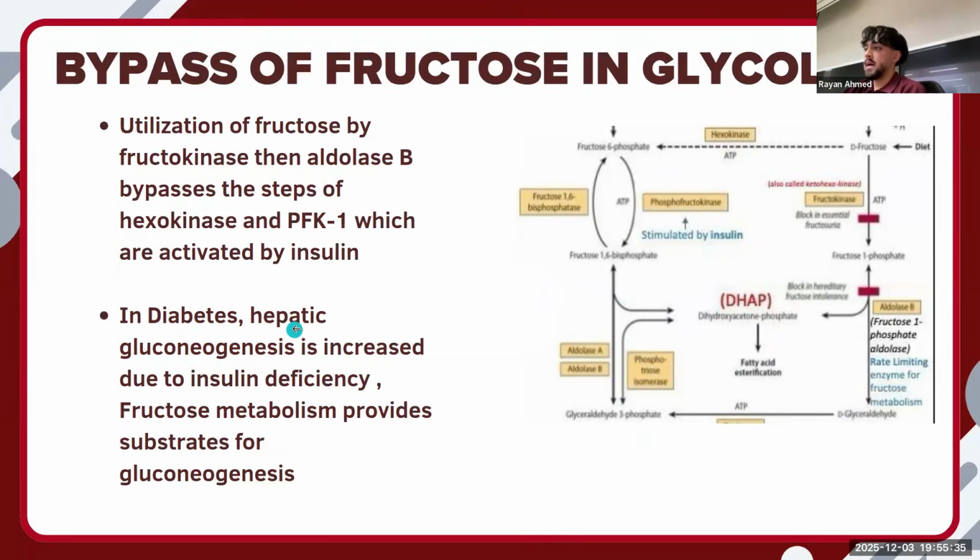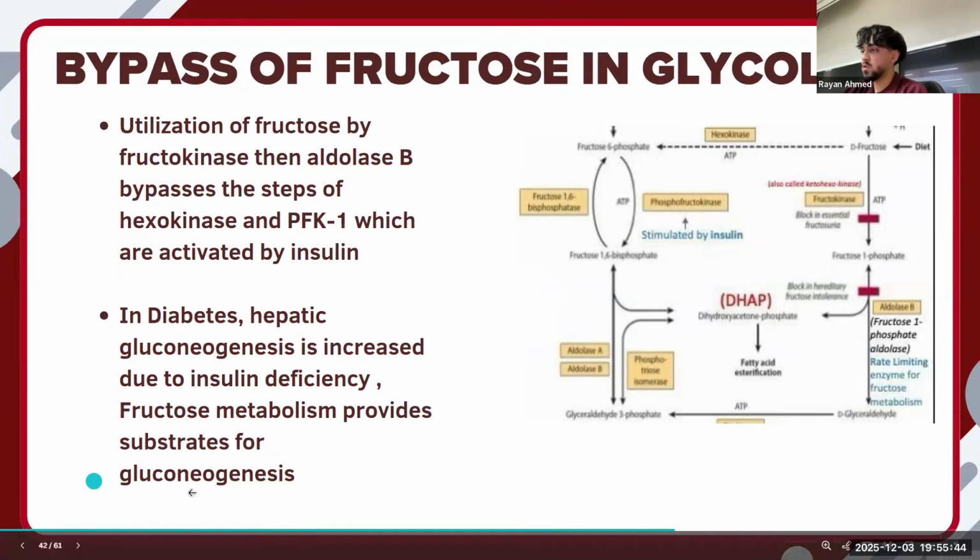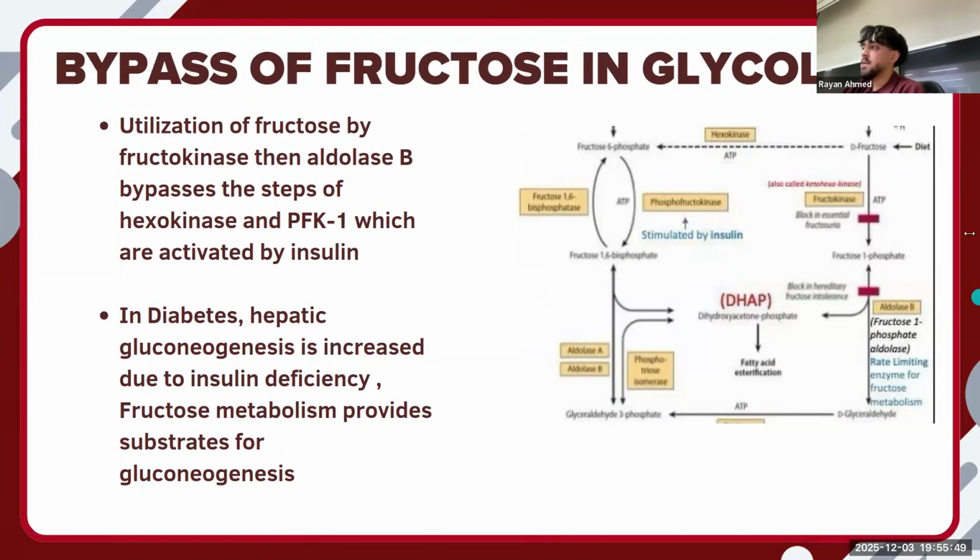In diabetes, hepatic gluconeogenesis is increased due to insulin deficiency. Now, fructose metabolism right here provides substrates for gluconeogenesis. So in diabetes, insulin is not being produced a lot. Fructose metabolism provides the substrates, which are fructose 1,6-bisphosphate and glyceraldehyde 3-phosphate, by the enzyme aldolase B. So it basically bypasses the steps of hexokinase and PFK1. Both hexokinase and PFK1 are stimulated by insulin, but in diabetes, we don't have a lot of insulin, so we're going to bypass by fructose metabolism.